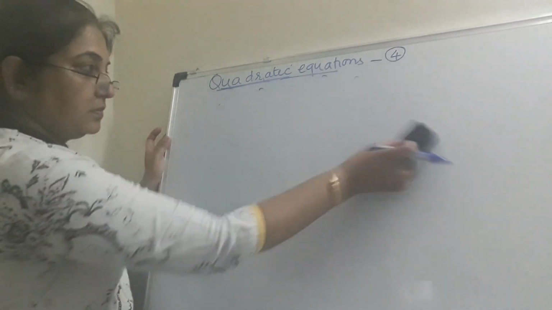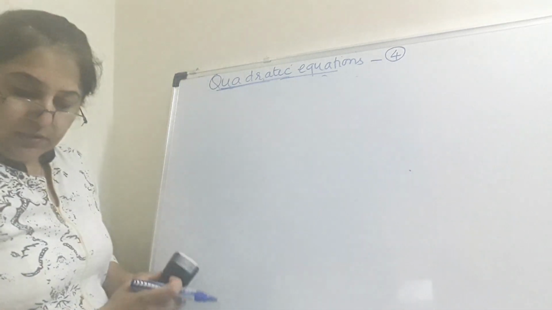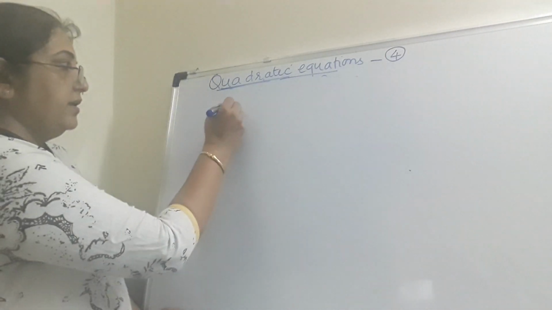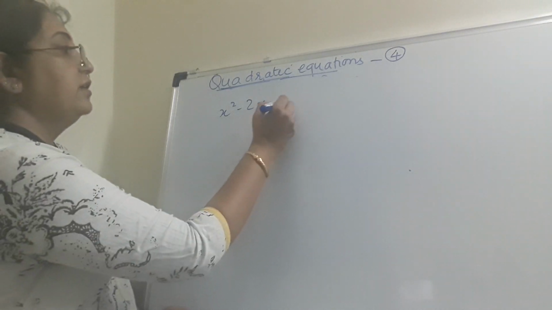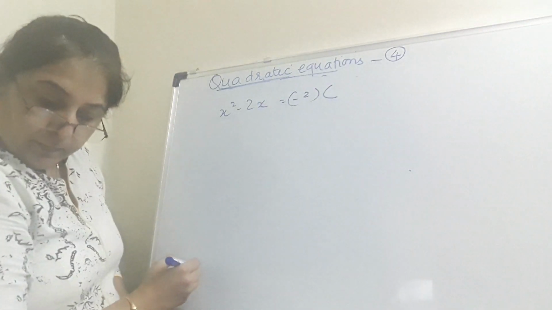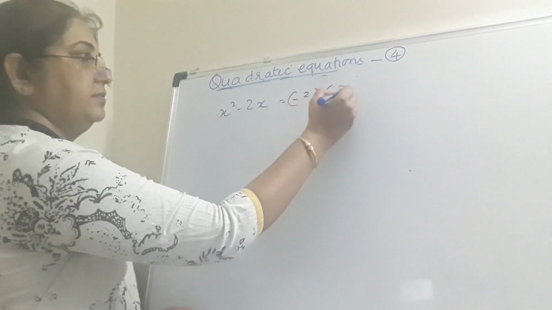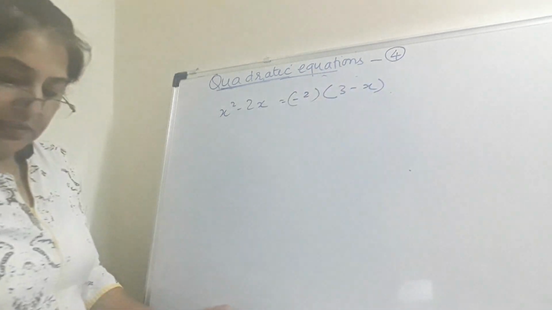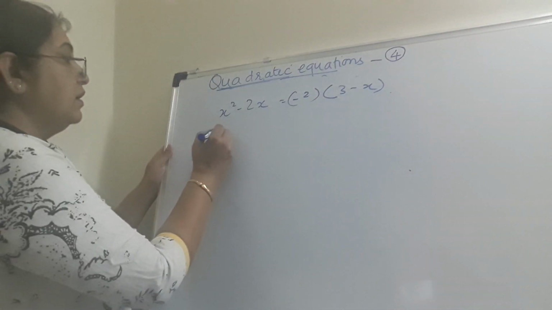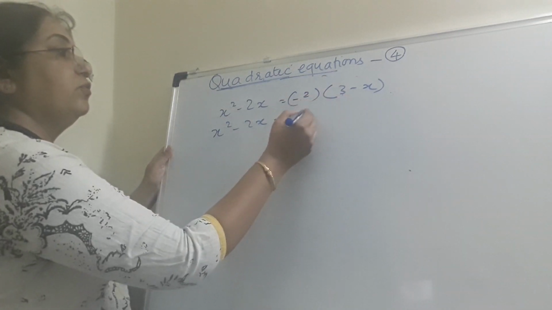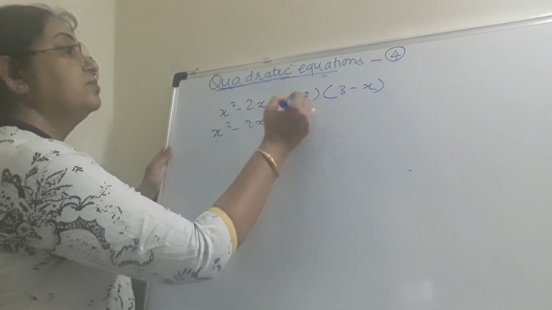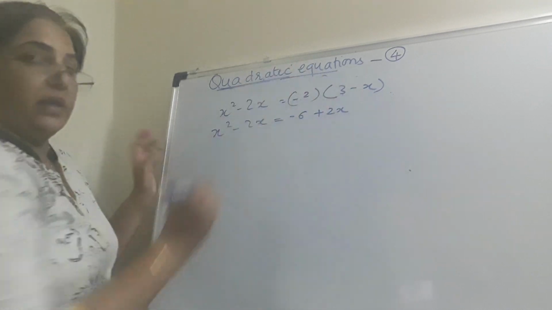Then let us take one more question. It is x square minus 2x is equal to minus 2 bracket 3 minus x. This is from your textbook, exercise 4.1. x square minus 2x is equal to minus 2 into 3 will give you minus 6, and minus into minus will give you plus 2x.